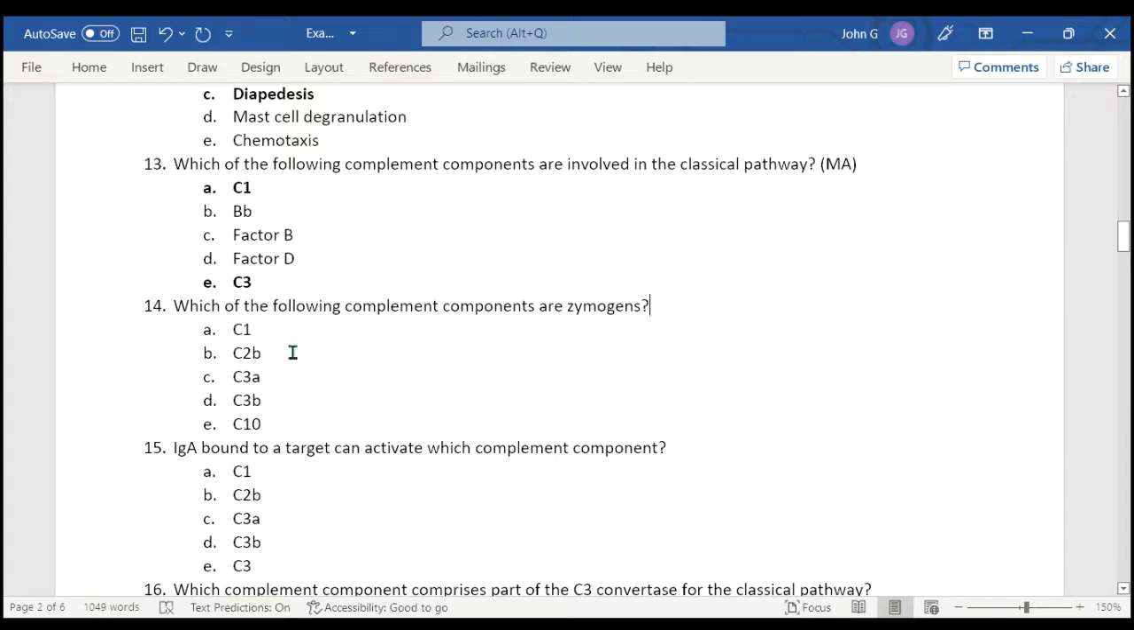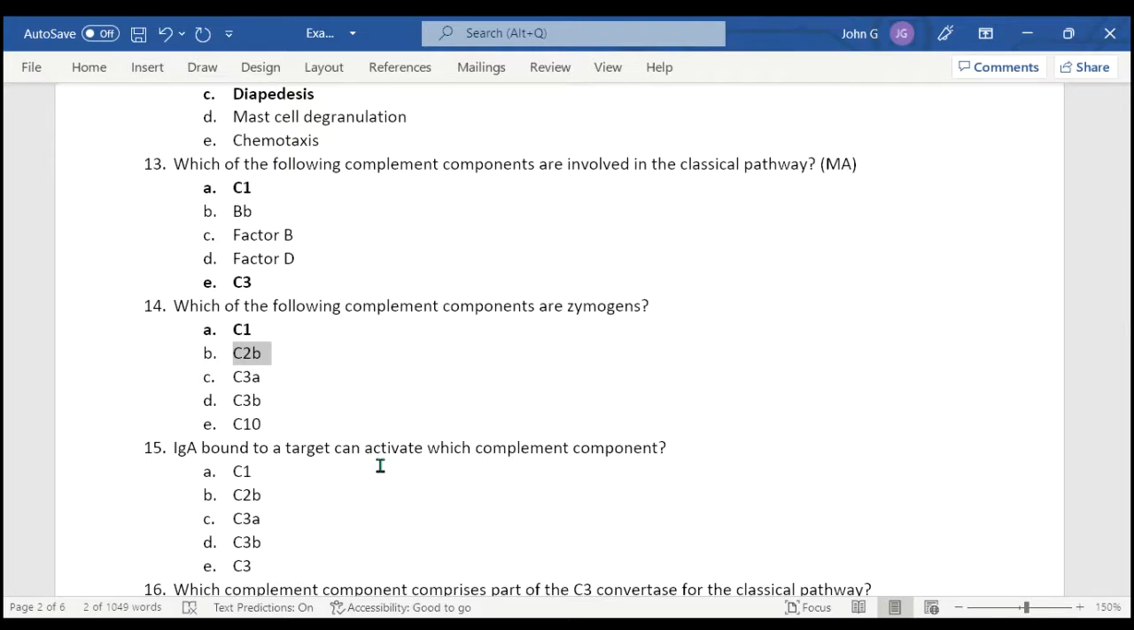So we're looking for an enzyme here. C1 is not an enzyme, or I guess it technically is. C2b, so C1s and C1r are both zymogens, right? So I'm thinking this is probably the answer. C2b technically is an enzyme, right? But C2b has already been cleaved, so it's no longer a zymogen, it's already the active enzyme. So that's not going to be your answer.